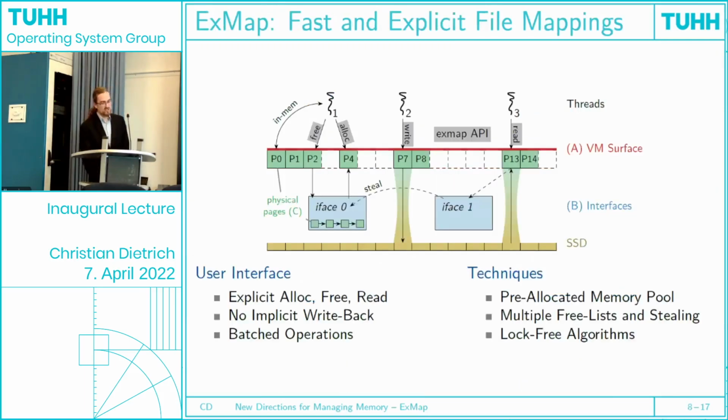The abstraction that we came up with is XMAP. XMAP is a utility to allow you to have fast and explicit file mappings. What we still use from file mappings is that we have some area in the virtual memory that has a one-to-one mapping with the underlying block storage. So it really gives you this illusion that the content of your backing storage is in a one-to-one mapping in your virtual memory surface. However, we avoid this implicit bringing in of data and bringing it out again.